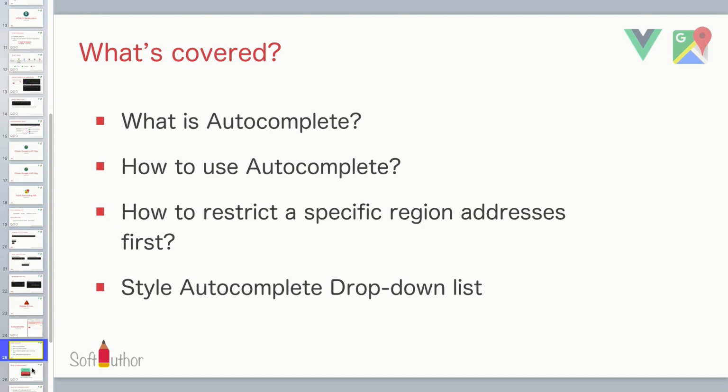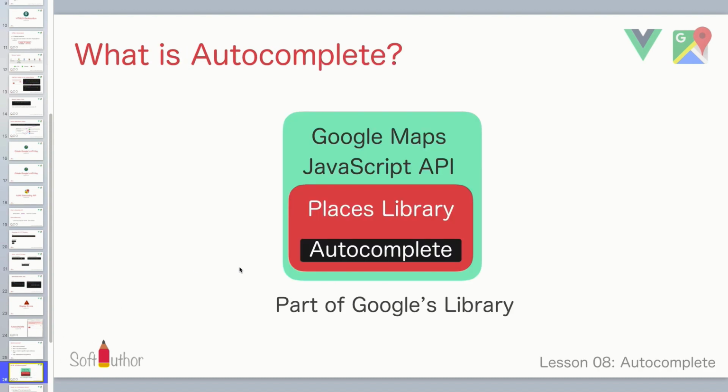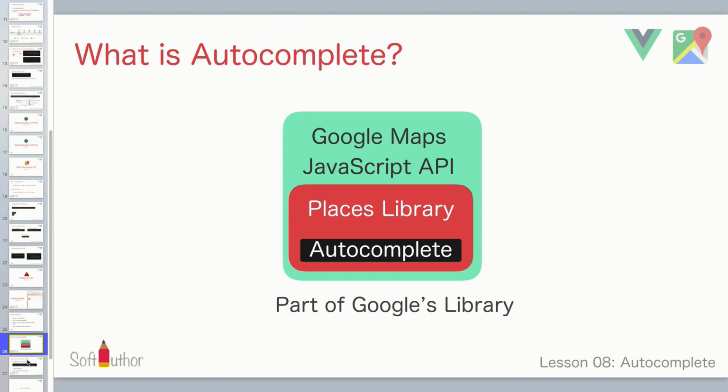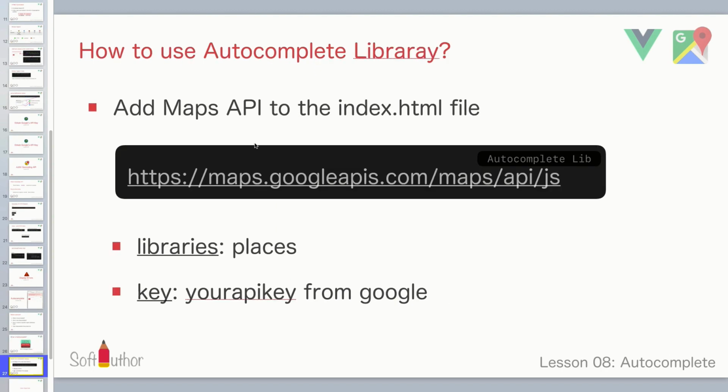What is Autocomplete? Autocomplete is Google's library, which is a part of Google's Places library in the Google Maps JavaScript API. The first thing to do is to load the Google Maps API URL before using the Autocomplete library in our project. As you can see, the API URL is generic, so we just need 2 query parameters to add at the end to let the API know that we are using the Autocomplete library.